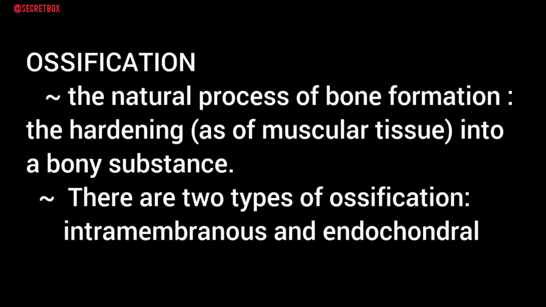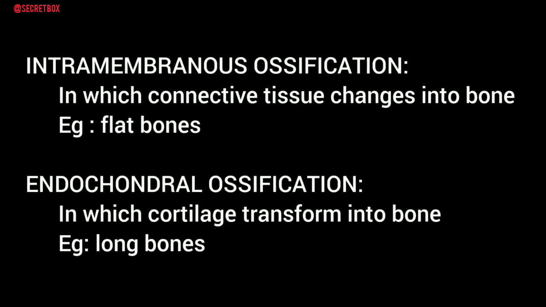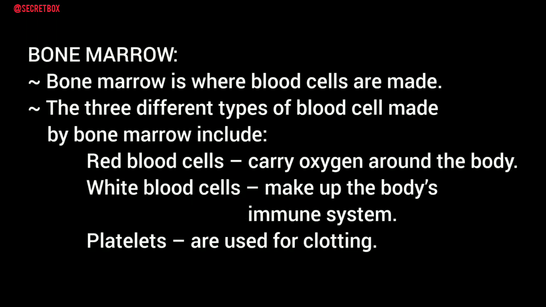Ossification is the natural process of bone formation, the hardening, as of muscular tissue, into a bony substance. There are 2 types of ossification: intramembranous and endochondral. Intramembranous ossification is where connective tissue changes into bone. Endochondral ossification is where cartilage transforms into bone. Bone marrow is where blood cells are made.